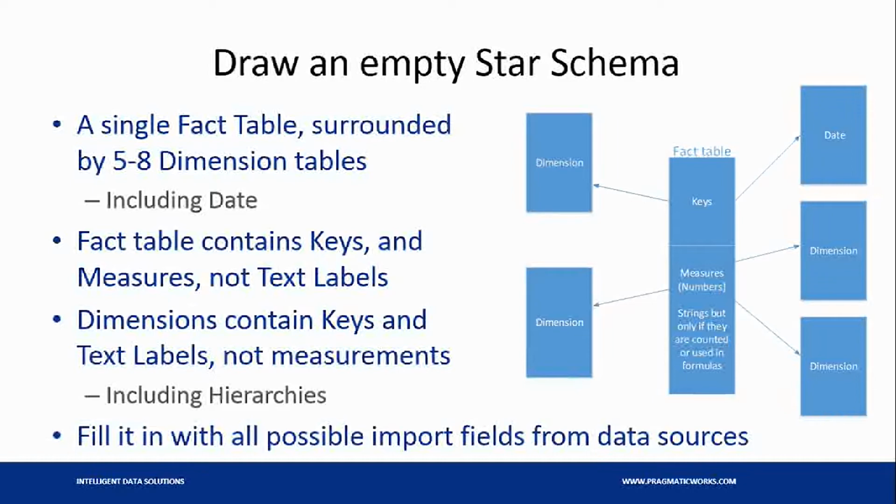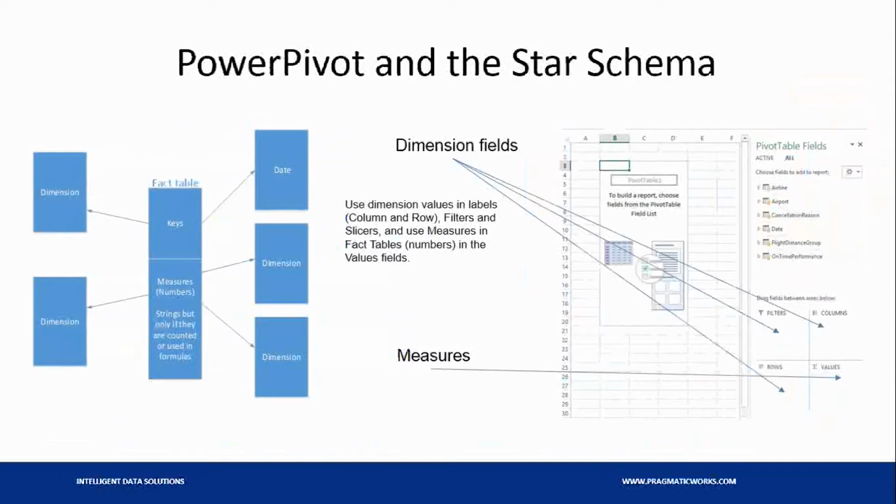I strongly recommend build your model on paper. If you do this, the rest of PowerPivot is going to be so much easier. And here's why. If you build that star schema, then all of those dimension tables that we just built are going to end up in the filters, columns, rows, and slicers. That's exactly what filters, columns, rows, and slicers are. Those are labels that we use to analyze our numbers. All of those numbers, which we call measures in the fact table, are going to end up in the values section.